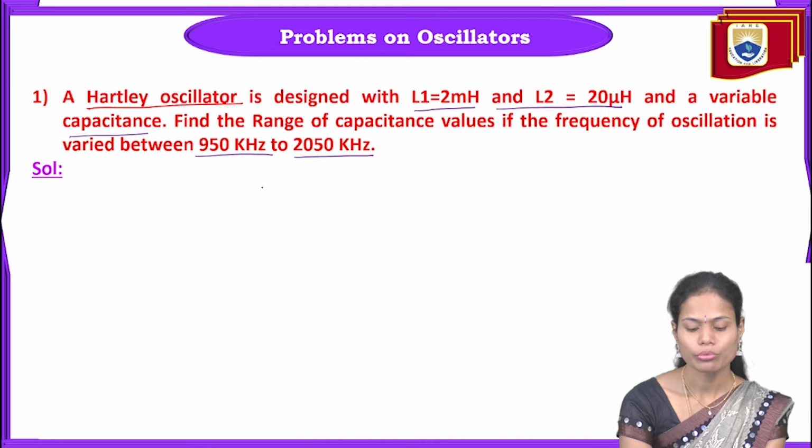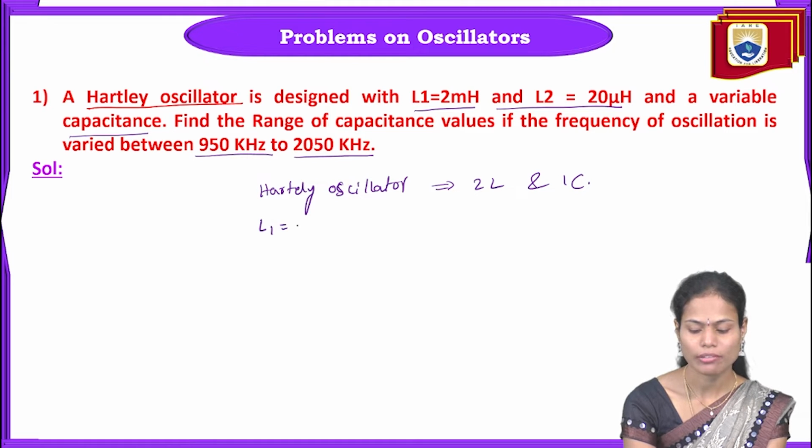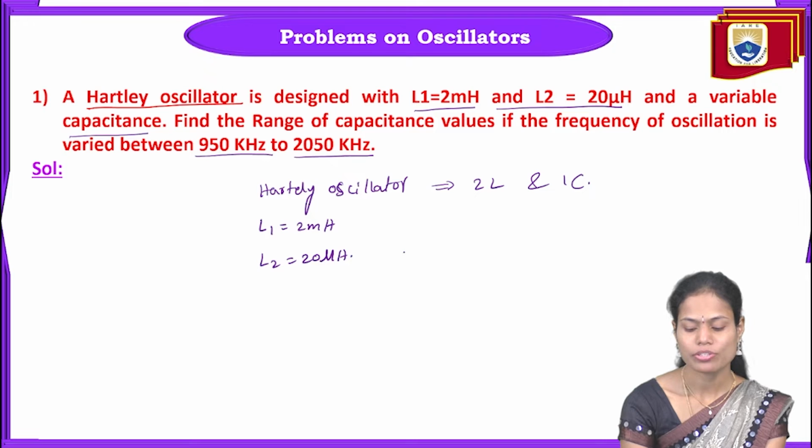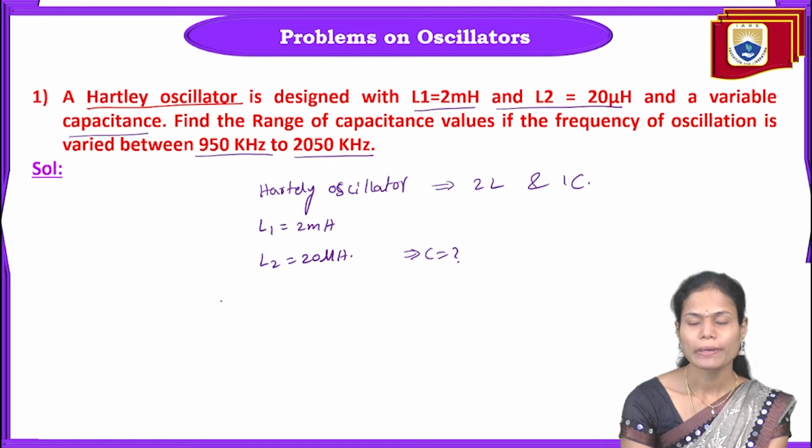So we have already known in the case of a Hartley oscillator, we are having two inductances as well as one capacitor here. The two inductance values are L1 equal to 2 millihenries and L2 equal to 20 microhenries. And the capacitance value we need to find. This particular capacitance we need to calculate at maximum frequency as well as minimum frequency. Those are given in the problem.